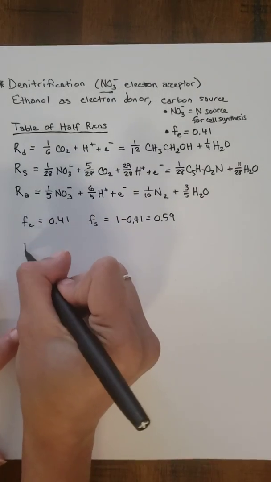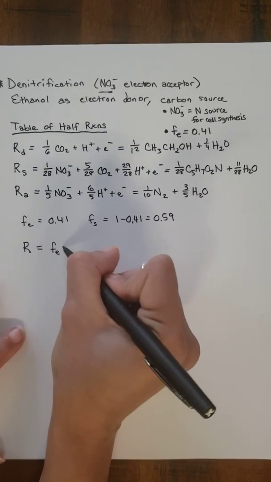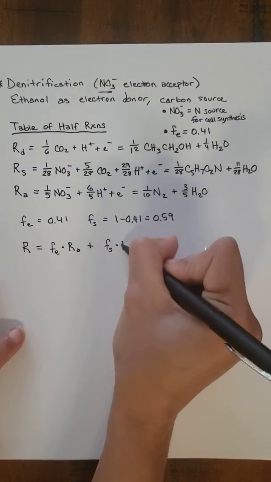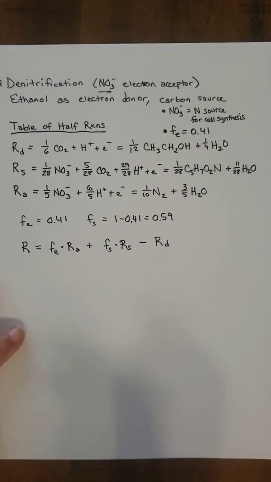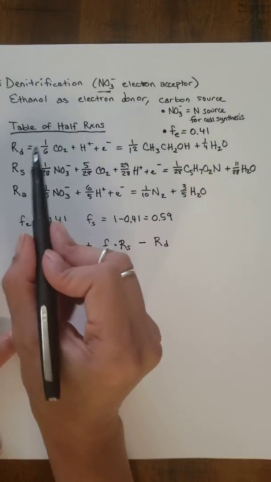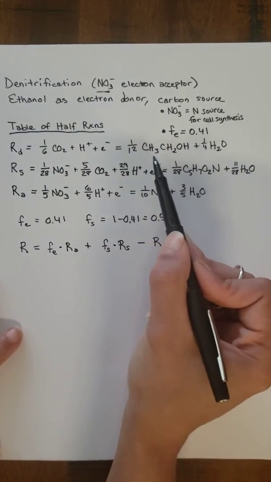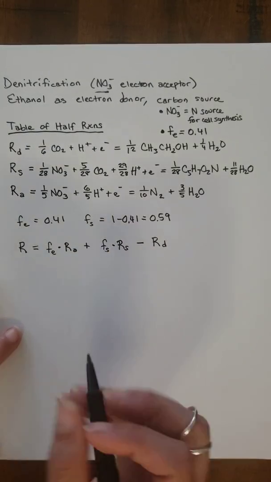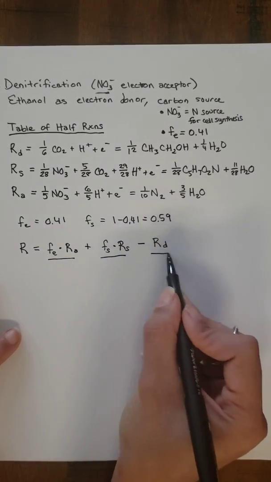All right, and then we have this equation right here that brings it all together. Our overall equation is equal to fe times our Ra equation plus fs times our Rs equation minus Rd, which is our electron donor equation. And the reason this is minus is because we are going to need to flip this equation around because we need to have our ethanol on the left-hand side of the equation here. All right, so first things, I like to calculate these things separately.